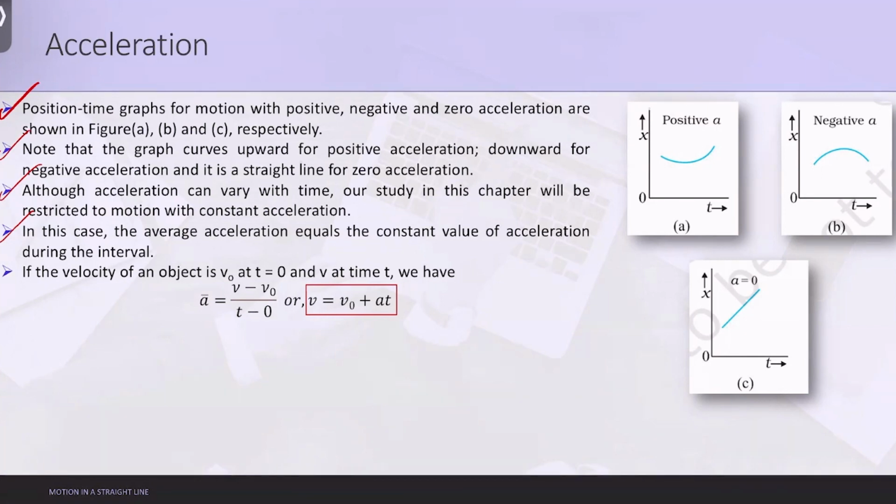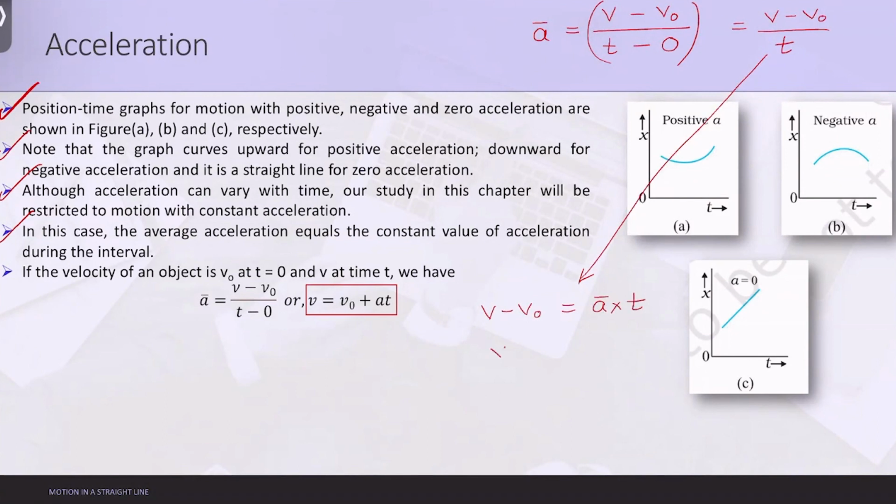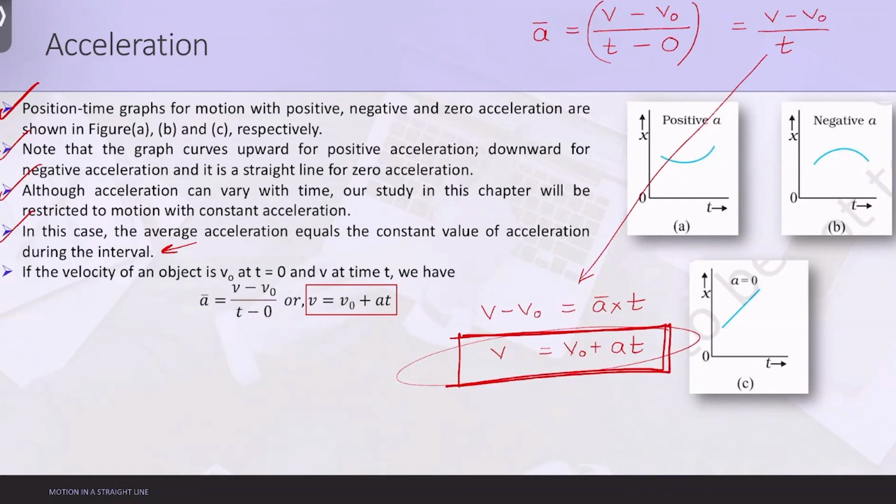So now we are going to obtain our first equation of kinematics. If the velocity of an object is v naught at time t equal to 0 and v at some time t, as it's a case of constant acceleration, we can write average acceleration equal to acceleration, which is equal to the final value of velocity v minus the initial value of velocity v naught, over the time t. So this is equal to (v minus v naught) by t, right? Doing some mathematics, we get v minus v naught is equal to a bar into t, or v is equal to v naught plus at. As we can write a bar as equal to a. So this is the first kinematics equation, v equals v naught plus at.